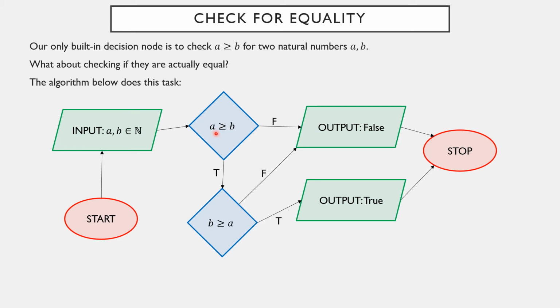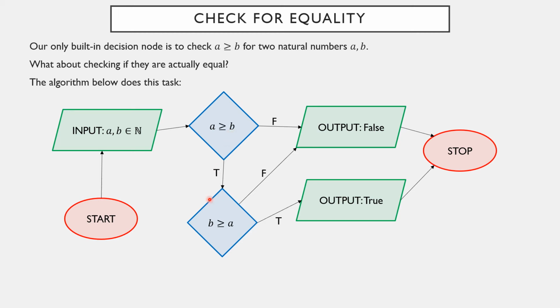What if A is bigger than or equal to B? Then I check, is B bigger than or equal to A? This is another decision that's built in. Given two values, I can check whether one is bigger than or equal to the other. Well, if this fails, then B was smaller than A, in which case they're not equal and I still want to output false. Actually, the only way I'm ever going to output true is if I go true here and true there. So if both of these things are true, then I'm going to output true.